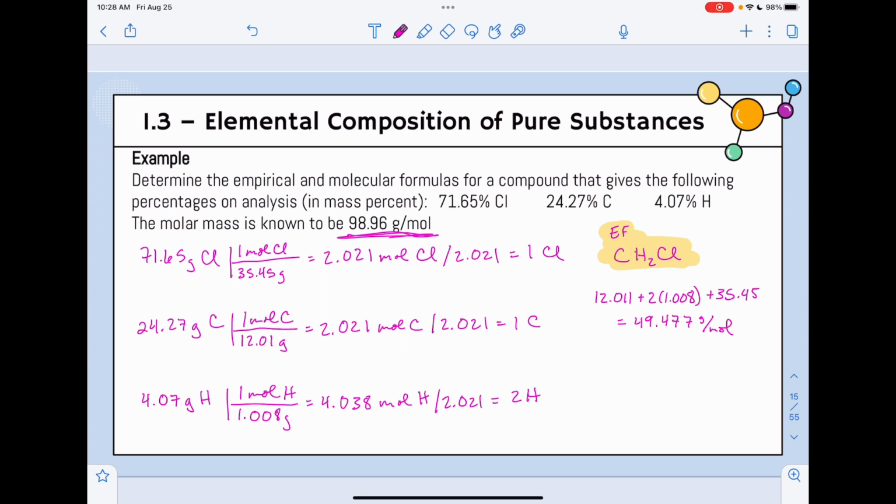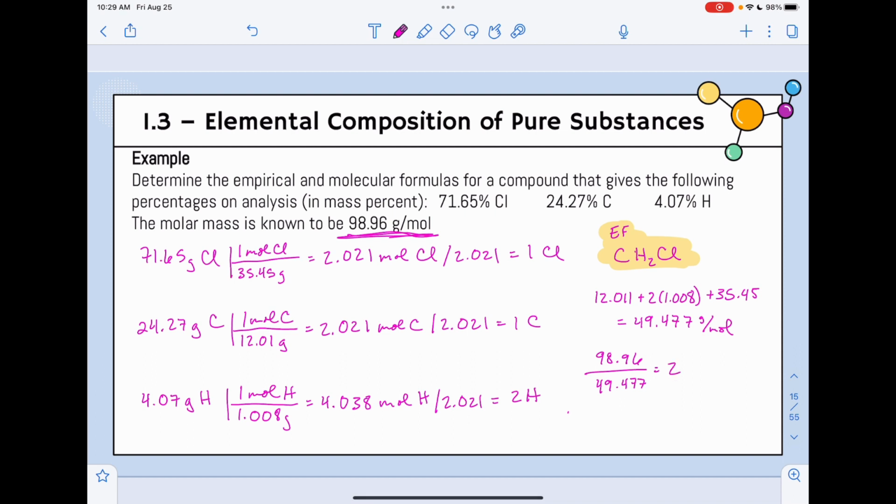So we have to see how many more times the molar mass is than the empirical formula mass. Now, you may be able to guess that it's going to be pretty darn close to 2. But let's go ahead and check. 98.96 divided by 49.477 comes out to be 2.00012. So it comes out to be 2.